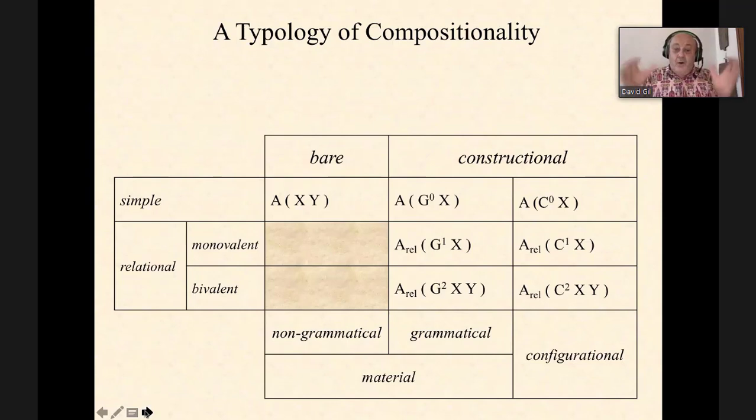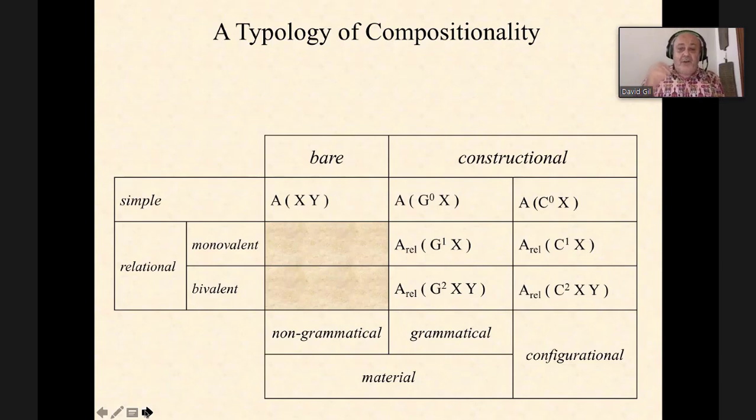But as you can see, all of them build on the association operator, which is common to all the different types of compositionality, a common core underlying all types of compositionality. So the columns distinguish between bare and two types of constructional compositionality. Now let's turn to the rows.